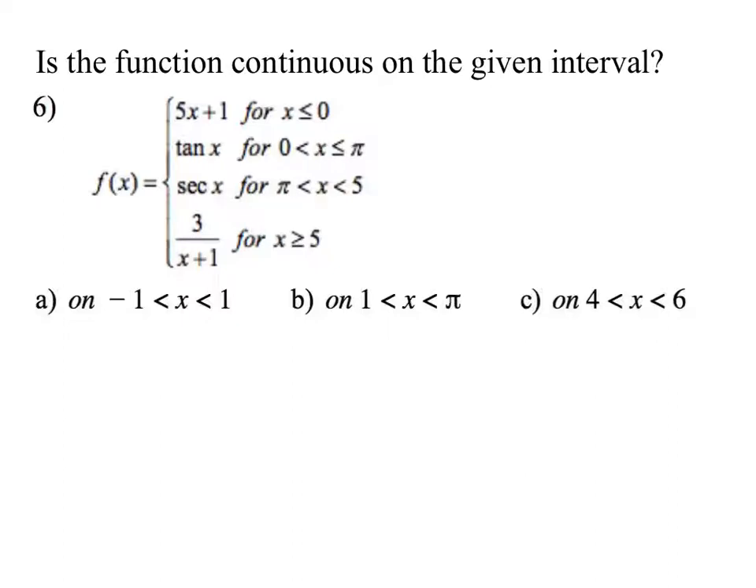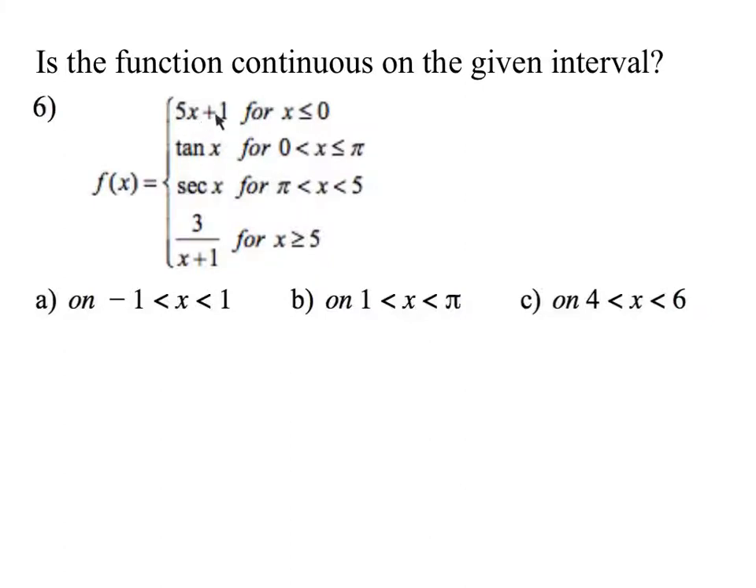So for this problem, we're going to see if this is continuous on these three different separate intervals. We're going to check each interval one by one, and this is a piecewise function. If we're going from -1 to 1, that would be from this function, because this is less than 0, to the middle of this, or part of this function. So we're talking about these two functions here.